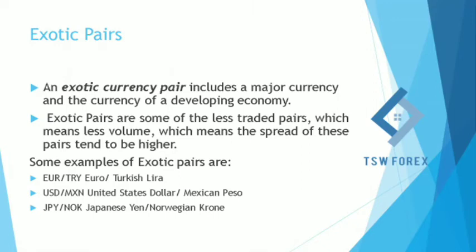Exotic pairs. An exotic pair includes a major currency, and of course we have 8 major currencies, and the currency of a developing country. Exotic pairs are some of the less traded pairs, which means less volume, as we already showed on the chart, which means the spread, the difference between the bid and the ask price of these pairs, tends to be higher. Some examples are EUR/TRY, euro Turkish lira, USD/MXN, US dollar versus the Mexican peso, and JPY/NOK, Japanese yen versus Norwegian krone.